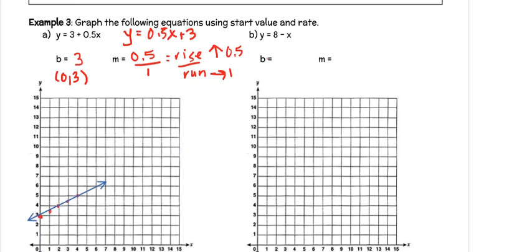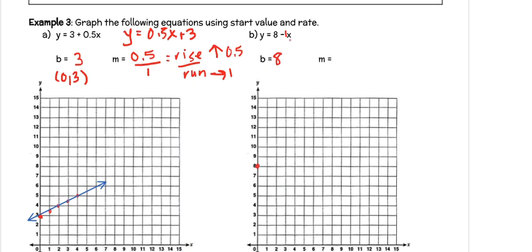All right, let's do another one. So y equals 8 minus x. Remember, what's the number in front of x? That is a 1. Okay, so make sure you put that over there. What's your b value over here? The one that's not next to the x is 8. So b is 8. Your y-intercept is 8. So we're going to graph that first over here.